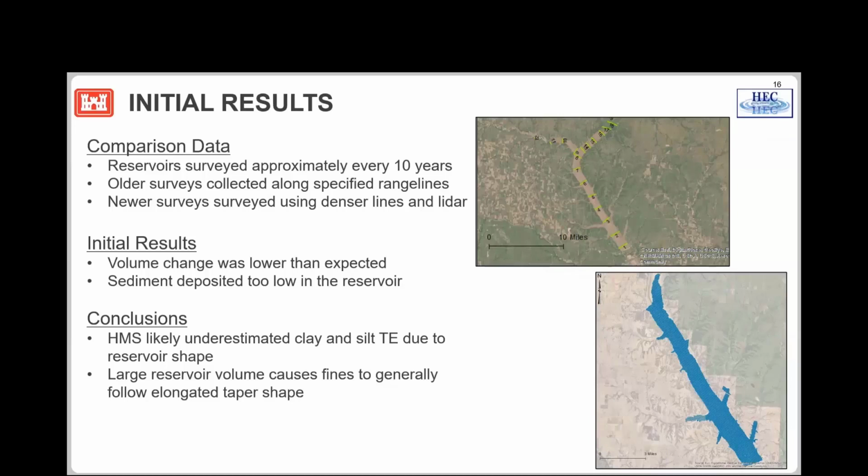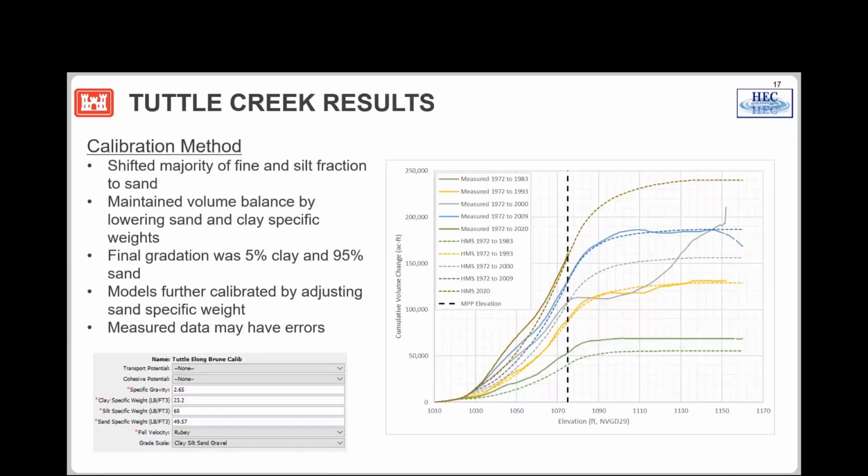The large size of the lakes also appeared to be what was causing the sediment to deposit too low in the lake, since the clay and silt sediments don't strictly follow the idealized V-shaped method. After seeing the initial results, we found that we could calibrate the models by shifting most of the clay and silt sediment into the sand grain class. And the amount we had to shift was unrealistic based on measured gradation, but it allowed us to account for the lake's shape and size.